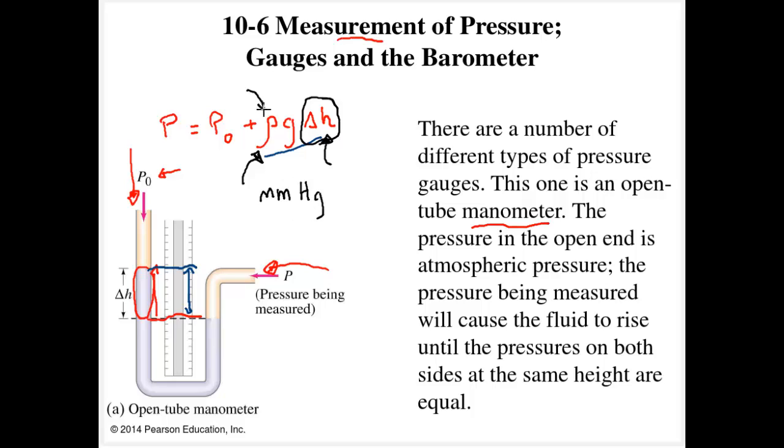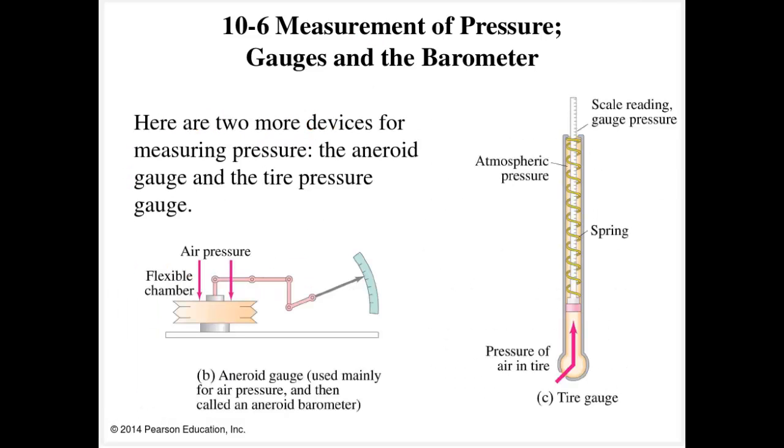That's because we would use mercury as our fluid, that would be the density, and then this height differential is going to be how many millimeters this mercury had to rise up to balance that pressure. Another pressure gauge that you're probably more familiar with is going to be this tire gauge right here.